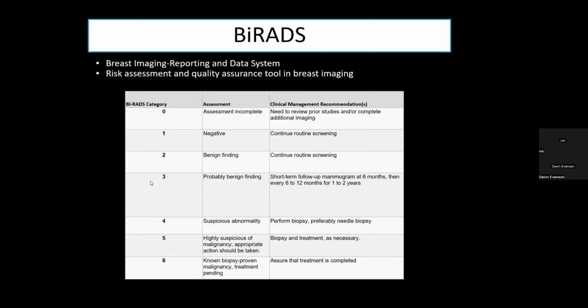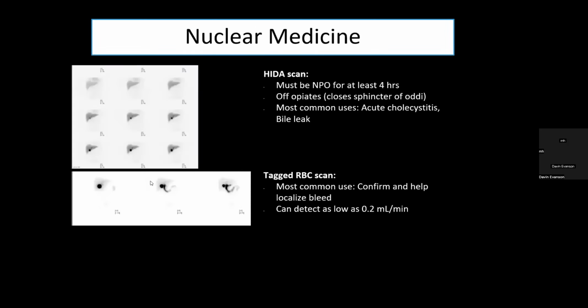For those going into breast or on a breast surgery rotation, we have a full rad path on breast, but be familiar with the BI-RADS. Any woman that gets a mammogram will get a score from 0 to 6.